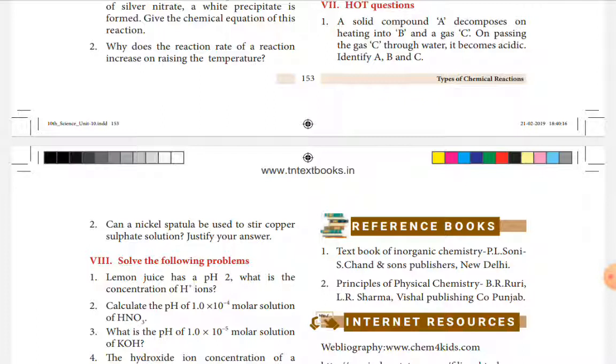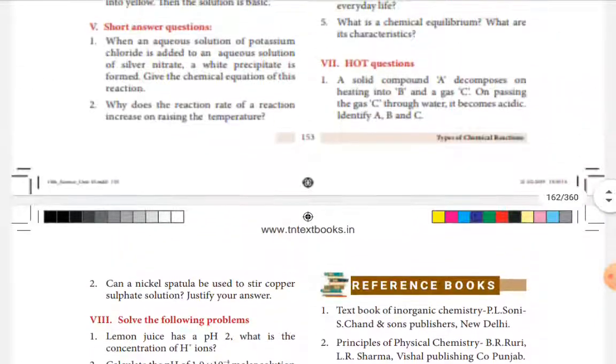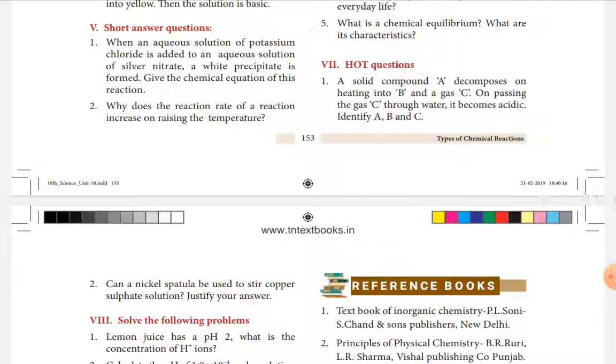You will be called to submit your classwork. I think next week a date will be given. According to the given date, you have to come and submit, and your classwork checking will be there. So before that you have to finish. Also I will send the answers for all these short answers and detailed ones. You have to copy them and go through them.